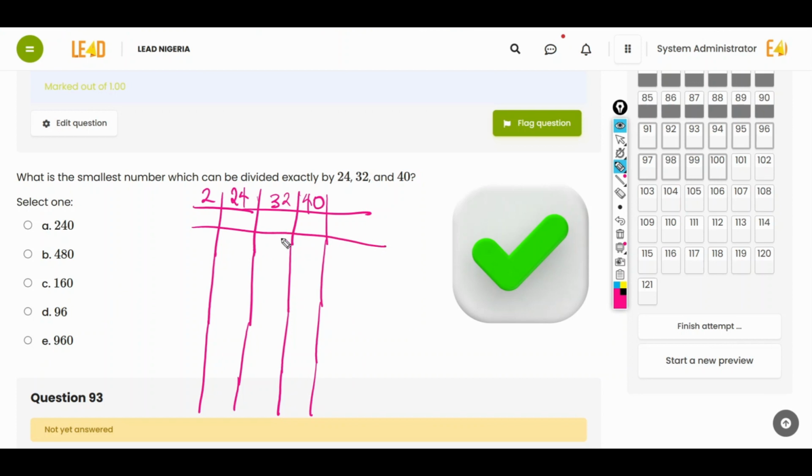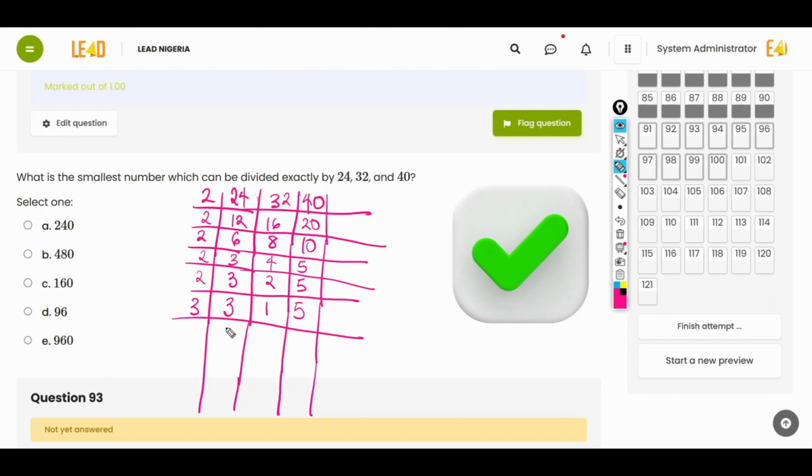2 in that will give me 12, 16, and 20. We can use 2 again, we would have 6, 8, and 10. We can use 2 again, we would have 3, 4, and 5. We can use 2 again, we would have 3, 2, and 5. We can use 2 again, we'll bring down 3, 1, and 5. Okay, good. So now we have to use 3. We have 1, 1, 5, and then finally 5. We have 1, 1, 1.